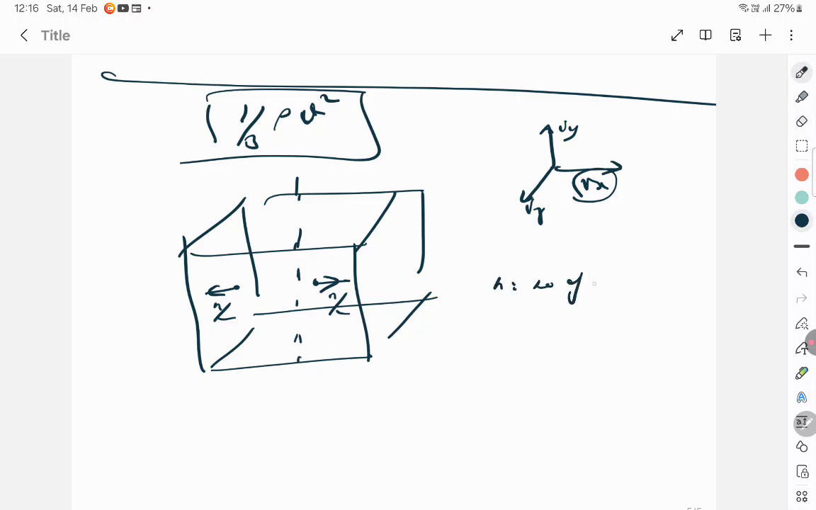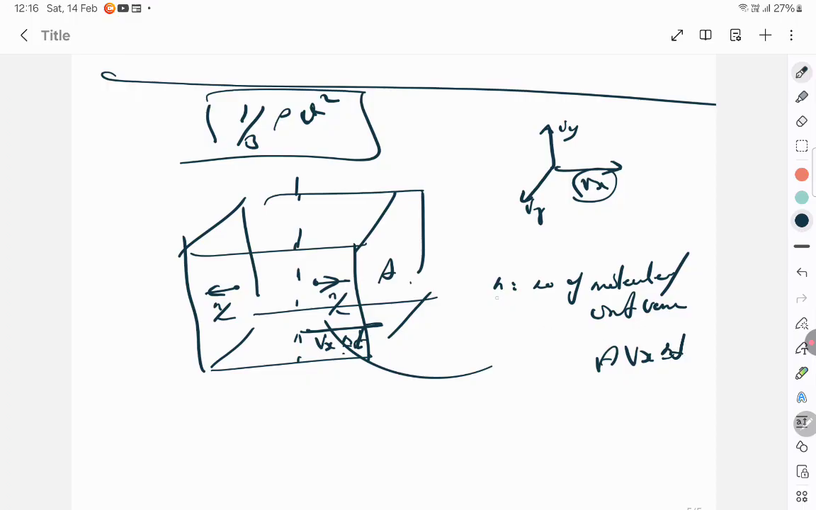n is the number of molecules per unit volume. What is the volume for this portion alone? This is the area. The distance it has moved is Vx into delta t. Velocity is distance by time, so distance is velocity into time, so Vx into delta t in a time delta t. So the volume is A into Vx into delta t, and n is the number of molecules per unit volume. So you multiply this with n and also divide it by 2 to get the exact number of molecules only on the half side, that is approaching that side.